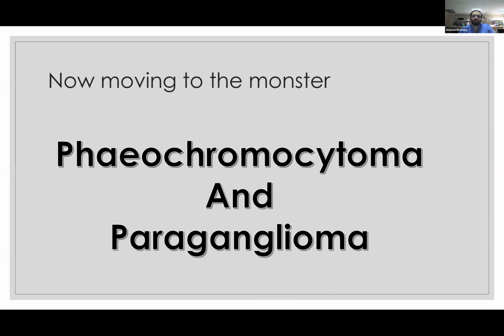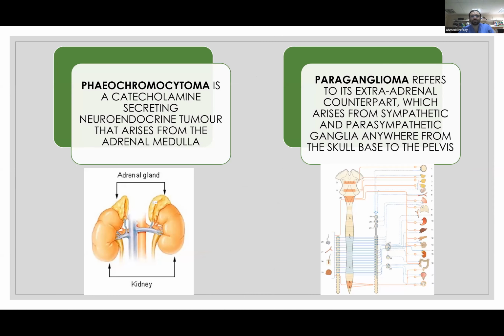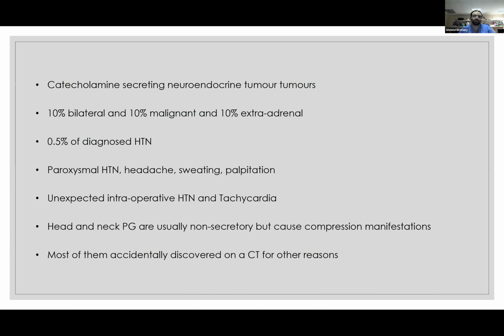That was all about the trivial hormones, if we can call them that. Now moving to the monster, which is the pheochromocytoma and the paraganglioma. The pheochromocytoma is a catecholamine secreting neuroendocrine tumor that arises from the adrenal medulla. The paraganglioma refers to its extra-adrenal counterpart. So it's the same tumor, but it's not in the adrenal medulla. It's in the sympathetic or the parasympathetic ganglion somewhere in the body.